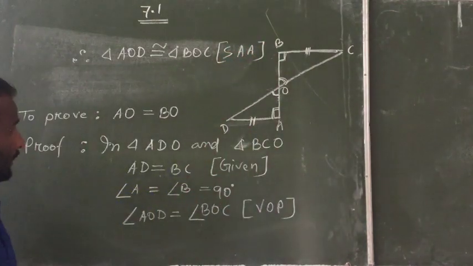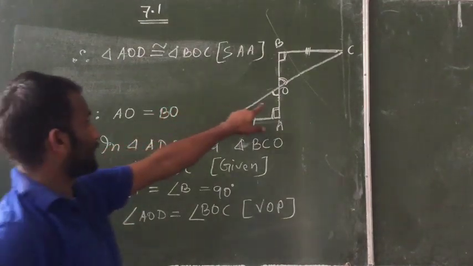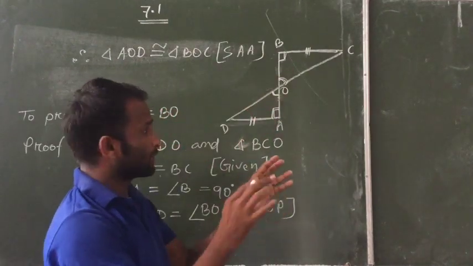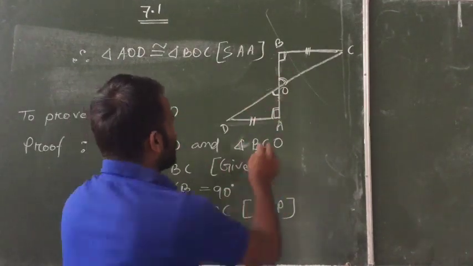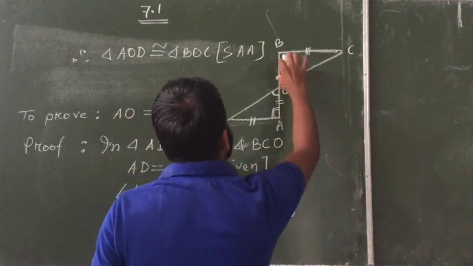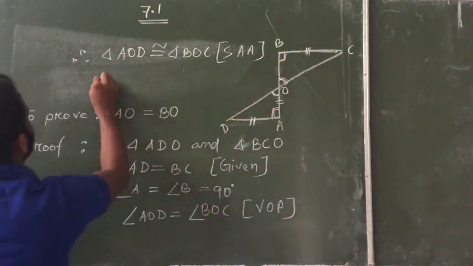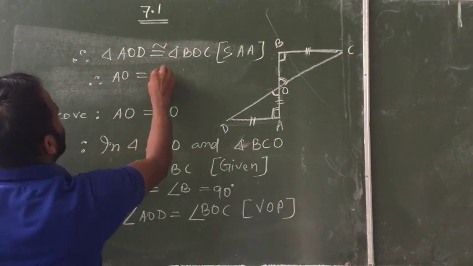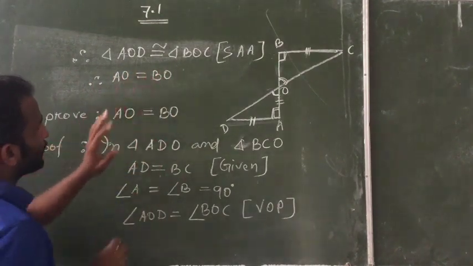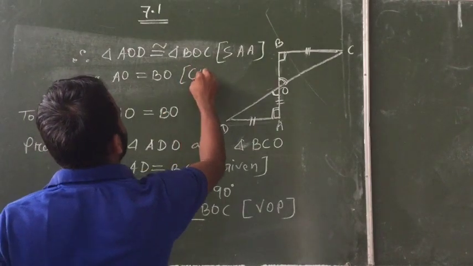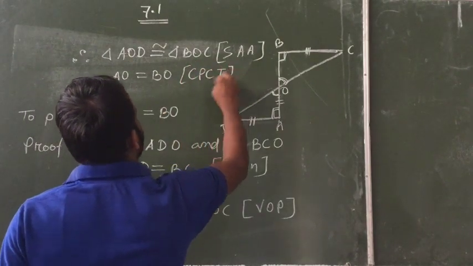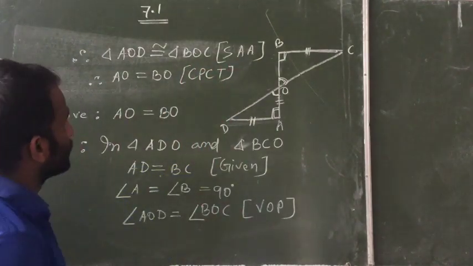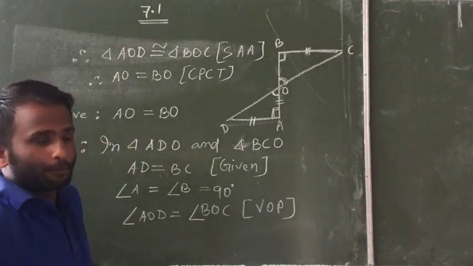Since they are congruent, all the corresponding parts are equal. So we can write the side AO is equal to BO. Therefore, AO is equal to BO. We needed to prove this one, CPCT. So this is the solution of question number 3.